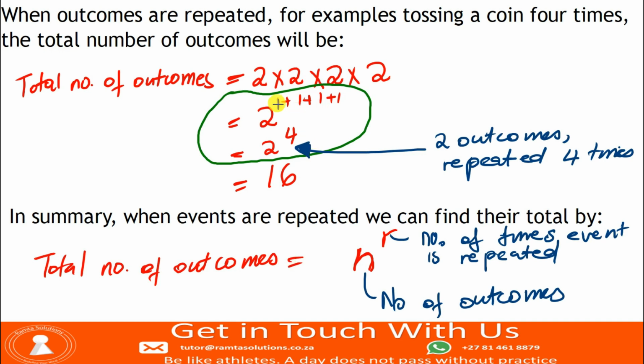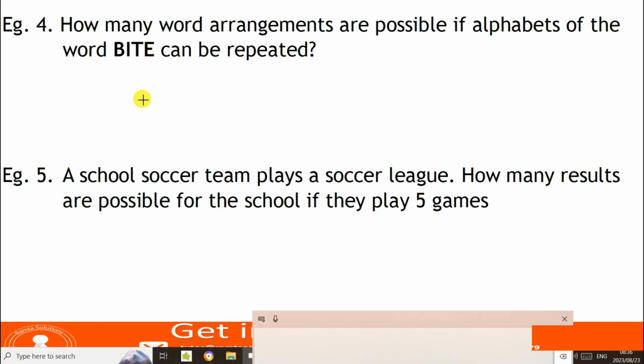For example, for tossing the coin 4 times, it was 2 to the 4 because it was repeated. We tossed the coin 4 times. And obviously, every time you toss a coin, you either get a head or a tail. Okay? Perfect. Now, let's try examples.